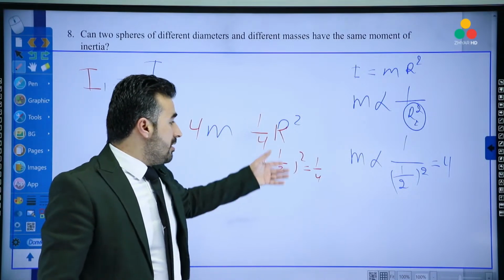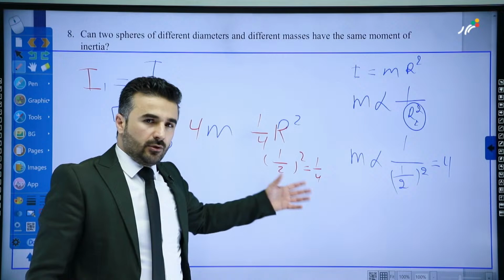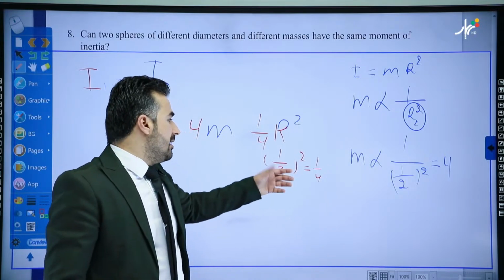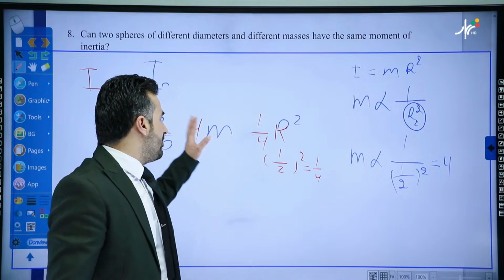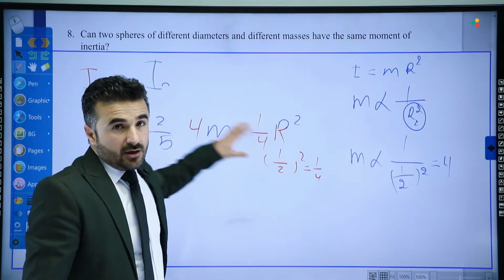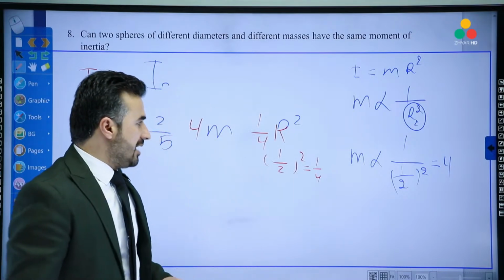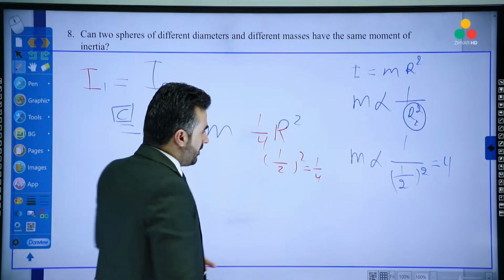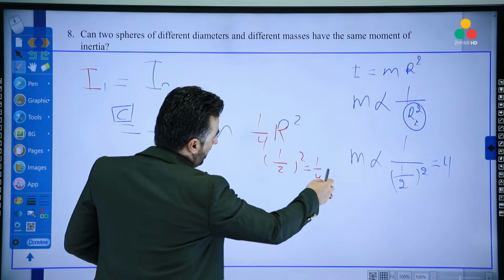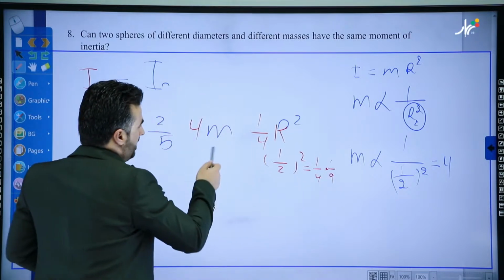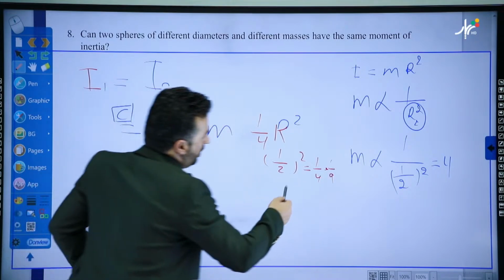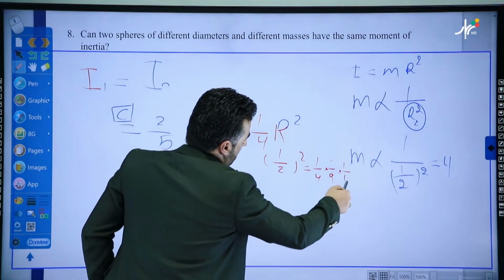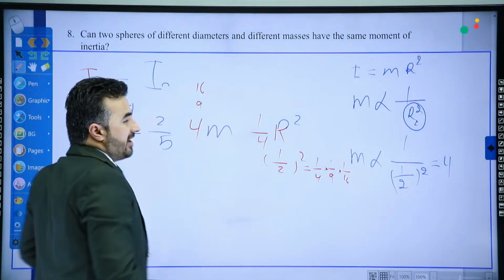But remember this: these numbers are not just 1 over 2, half, or triple, or twice, or whatever. You can put any number in this bracket and then square it. Then, of course, the mass has to change by the same factor, whether bigger or smaller, so that we can get the same moment of inertia. So what if the radius was 1 over 3? Then, of course, we'll get 1 over 9, and then the mass has to be bigger by a factor of 9. What if it was 1 over 4? 1 over 4 squared, you'll get 1 over 16, then the mass has to be bigger by a factor of 16.